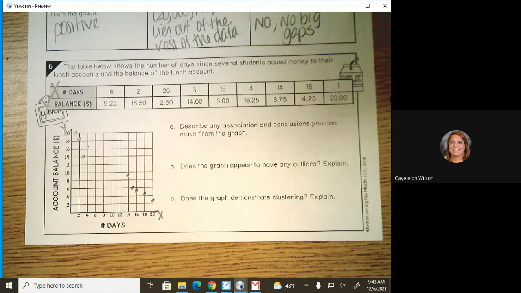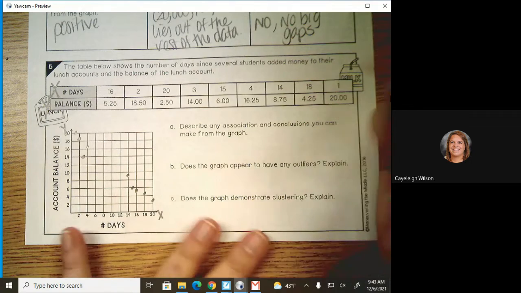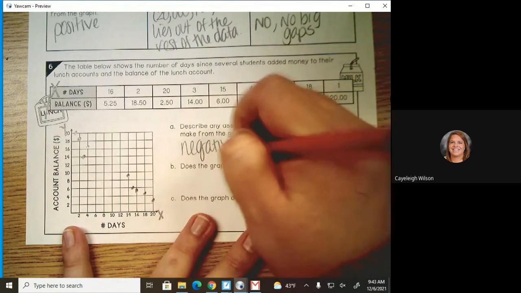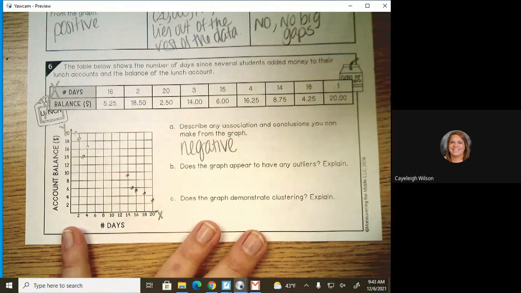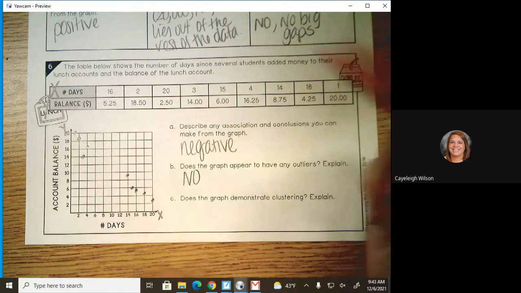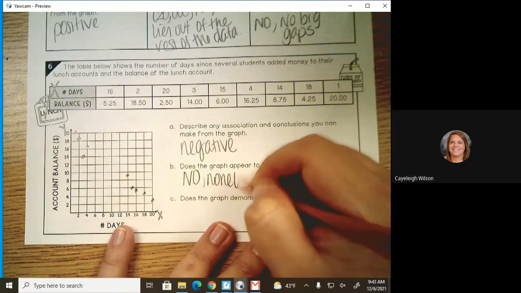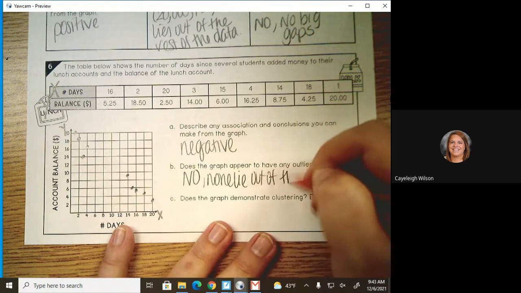All right. Everybody get that for the graph? Something along those lines? Did you get that? Okay. So, what association do you see here? Negative. We see a negative association because it's decreasing from left to right. Does this one have any outliers, like any ones that lie really far out? No, this one does not have any outliers. None lie out of the data.